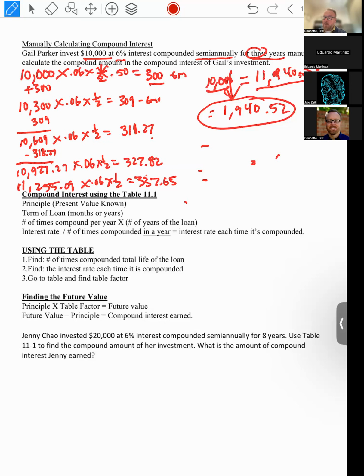So if I took the same amount of money and I just did simple interest, I would come out to $1,800 of interest. But because I compounded it, I ended up earning $140.52 more using compound interest. So that's what we call doing compound interest manually.